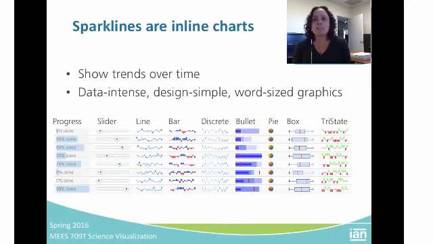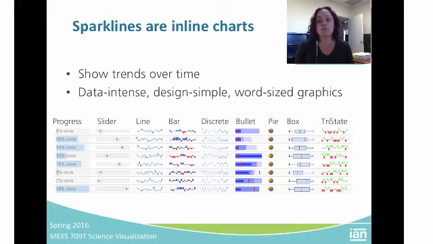So I mentioned Sparklines before. Edward Tufte coined that term, referring to inline charts. Sparklines show trends over time in a very simple yet data-intense way. They're word-sized graphics that can be used to present information. They don't have axes or coordinates, but they're simple and highly condensed data graphics. They're really useful for showing things like ecosystem assessment and report card results over time.